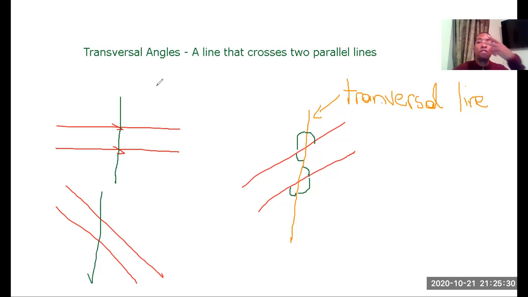When we have two parallel lines, whichever way they can be, they can be cut across by a transversal line, creating all these different angles in here.